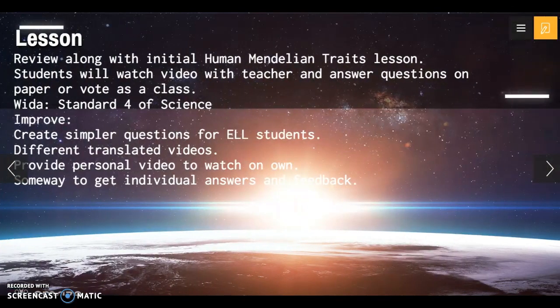For the tech-improved lesson that I decided to design, I decided to use it to review the introduction activity. The introductory activity involves students looking at each other and collecting data of their physical traits to see who is dominant and who is recessive. In the technology lesson I created, students would watch a short video that sums up the objectives of the lesson and answer the questions on paper, or vote as a class.